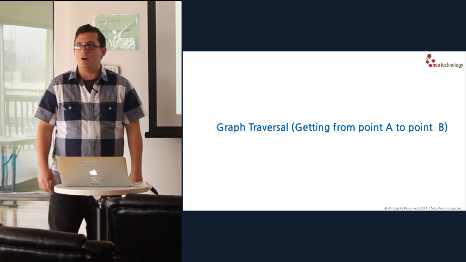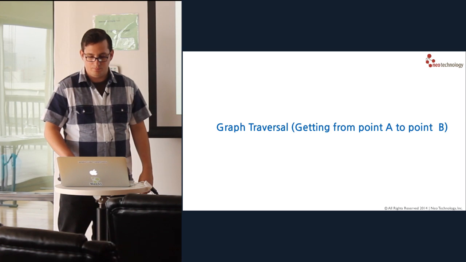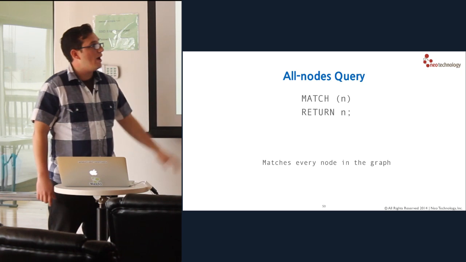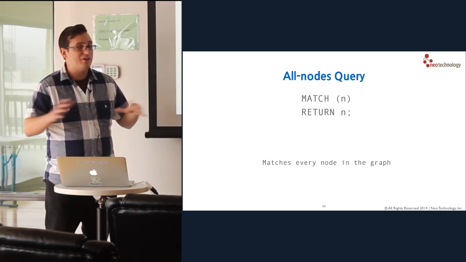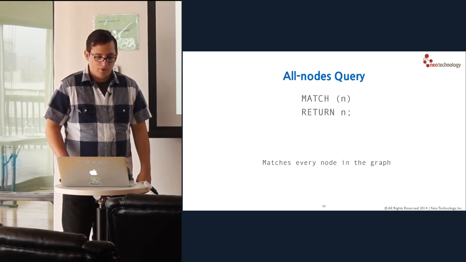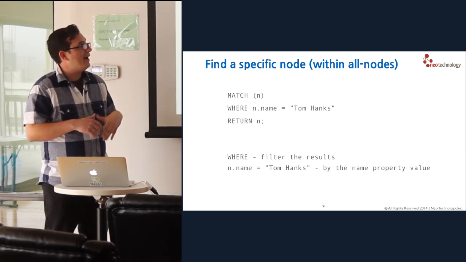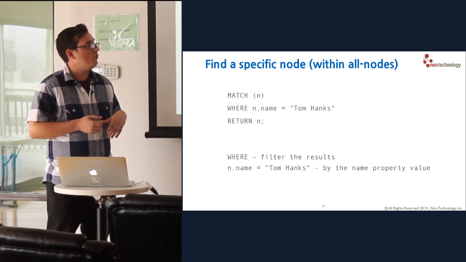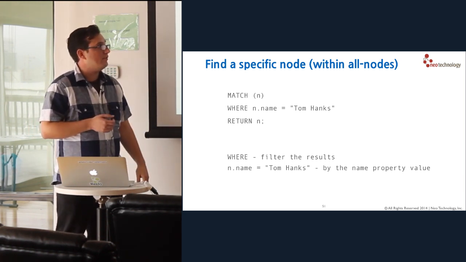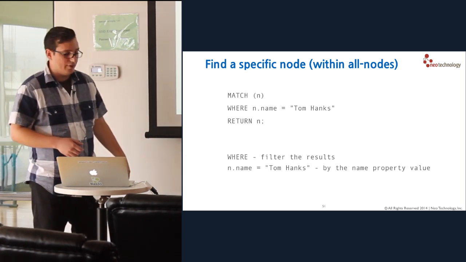Okay, so let's talk a little bit about graph traversals, getting from point A to point B or C. So we call this the all nodes query in Cypher. So you have match n, return n, which matches every node in the graph. And then we have a where clause, which is used as a constraint to say, okay, I want to match n, but I only want to get back those nodes that have the property name, and that property equals Tom Hanks, and to return back that node. So this filters the results, just like SQL.